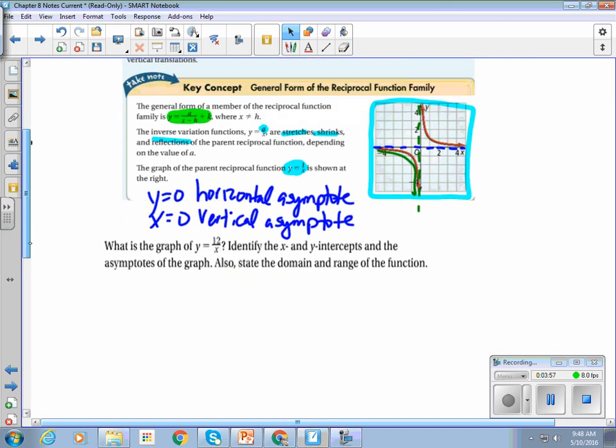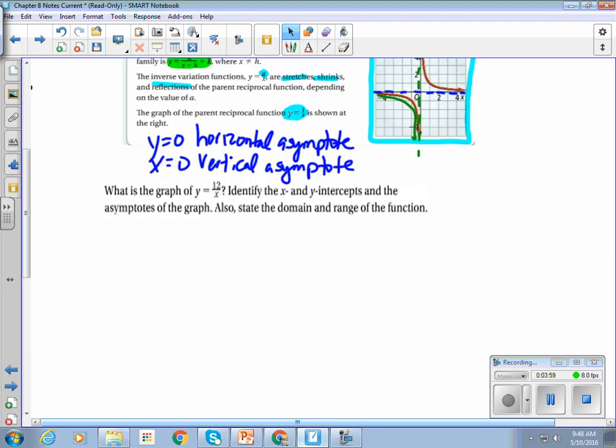All right, so the question that they're going to pose to us using this information is, what is the graph of y equals 12 over x? Identify the x and y intercepts and the asymptotes of the graph. Also state the domain and the range of the function. So what I'm going to do is make a little table to help me graph it correctly.